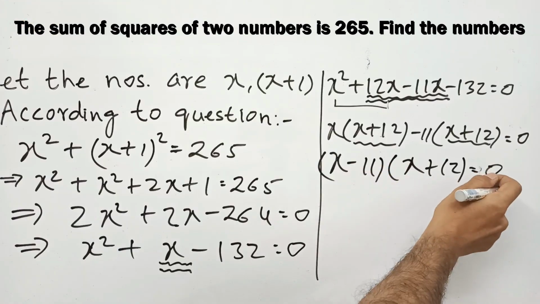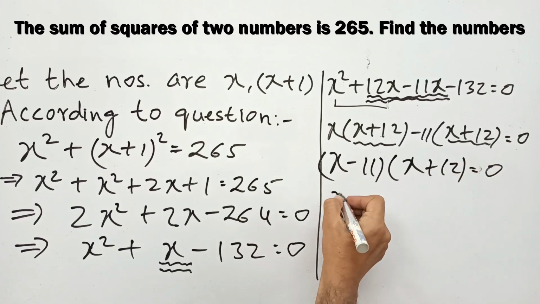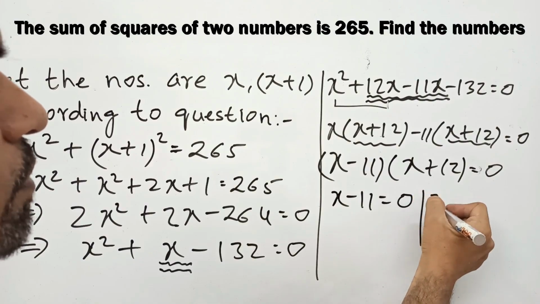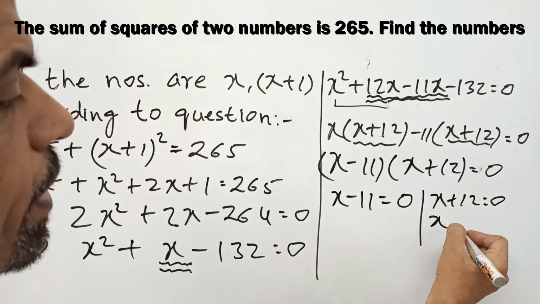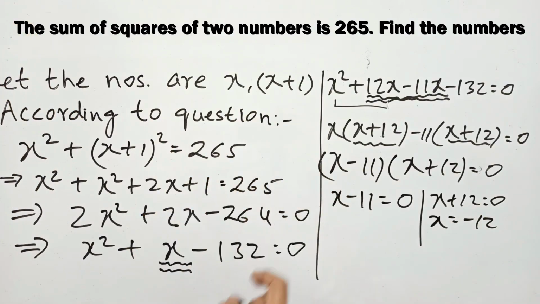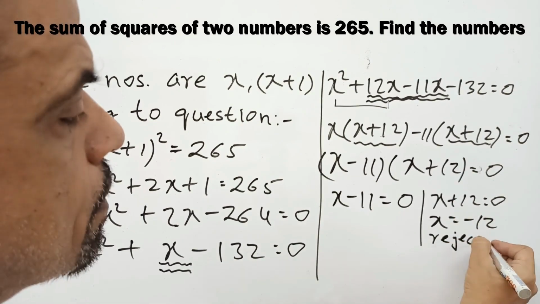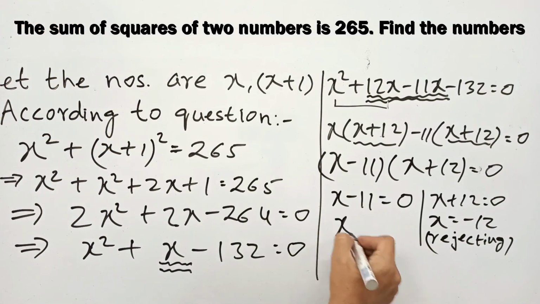Product of the two numbers is 0, so either this or this will be 0. So first we take x minus 11 equal to 0, then we will consider x plus 12 equal to 0, but this gives a negative number. So in this question it is given the two positive numbers, so we will reject this answer since it is negative. So our answer is x equals 11.